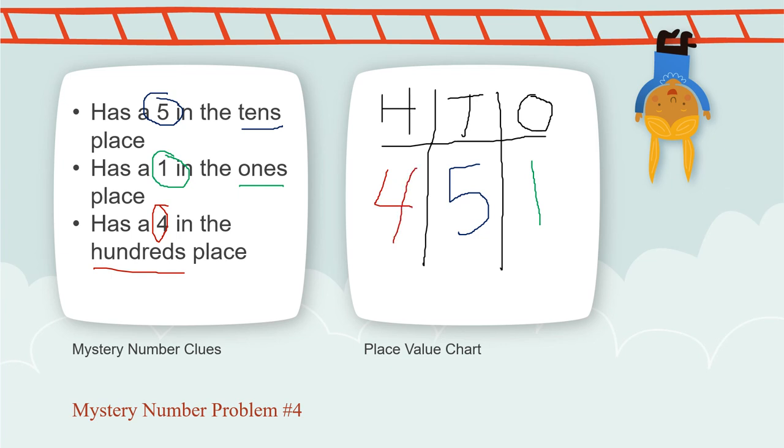So our mystery number for problem number 4 is 451. And remember, we read our math problems just like when we read a book, from left to right, from our largest digit to our smallest one. So 451.